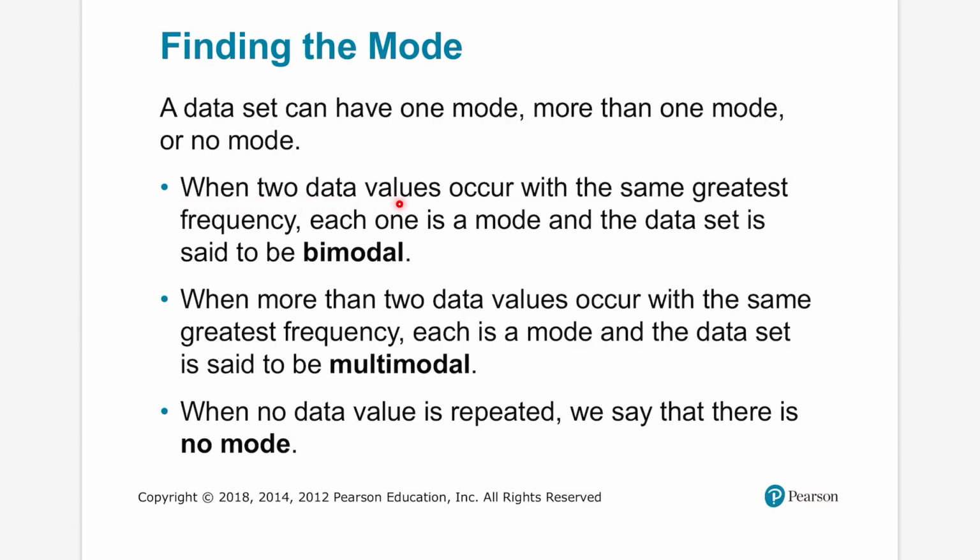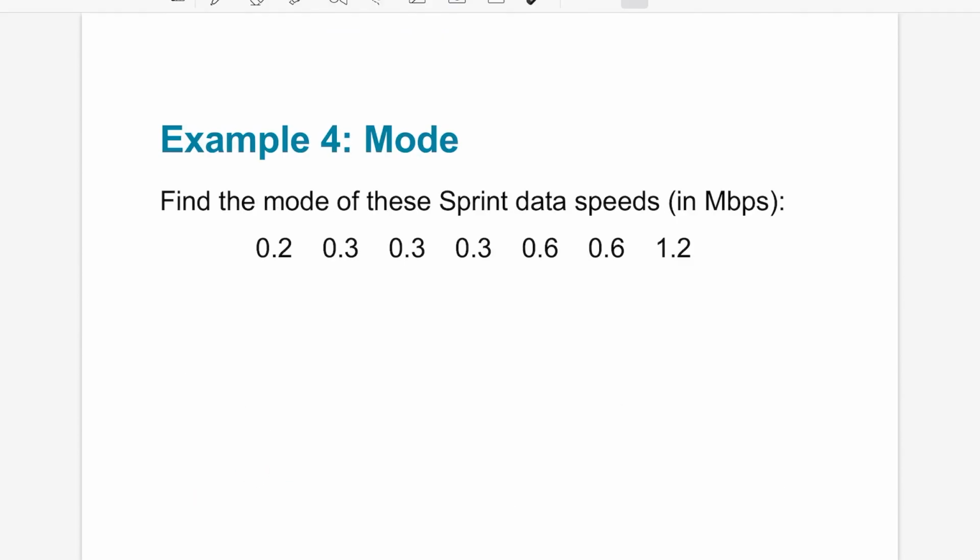When 2 data values occur with the same greatest frequency, each one is a mode and the data set is said to be bimodal. When more than 2 data values occur with the same greatest frequency, each is a mode and the data set is said to be multimodal. When no data value is repeated, we say there is no mode.